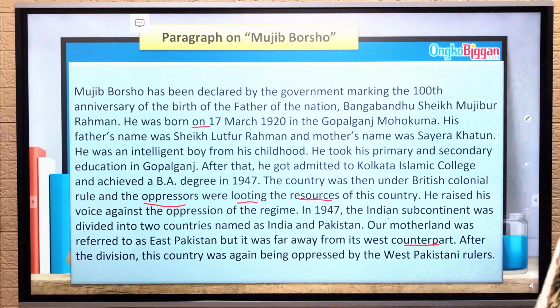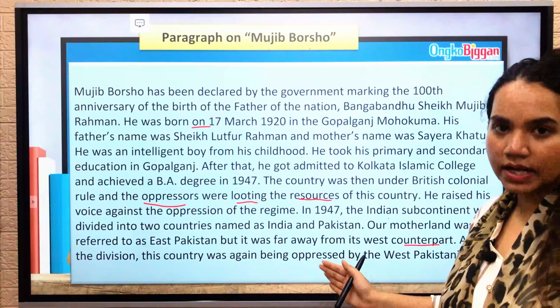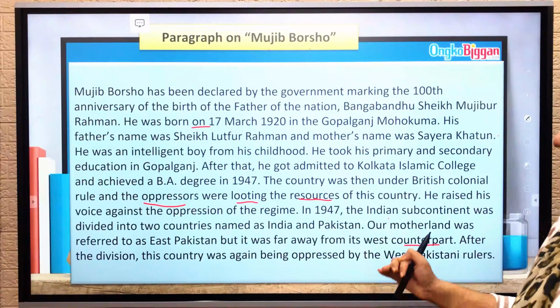So what did we do? Let's just recap everything that's in the slide. We described Mujib Borsho, we wrote a little about his childhood, and then we are growing. As he is growing, our story is growing as well, right? So we are going just like history.